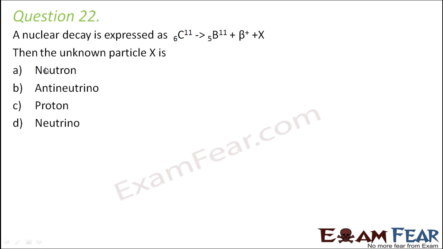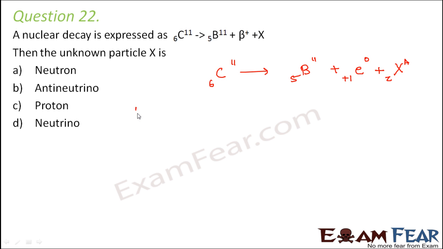Question number 22. A nuclear decay is expressed as carbon gives boron plus beta particle plus X. Then the unknown particle X is? Again, we will follow the same procedure of conservation of mass number and atomic number. This is a beta plus particle, that means this is a positron. A positron will have +1 charge and mass 0. Plus X, we do not know what this X is, so let's say it has an atomic number Z and a mass number A.